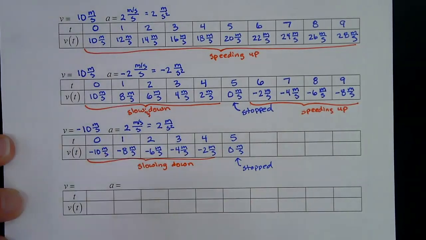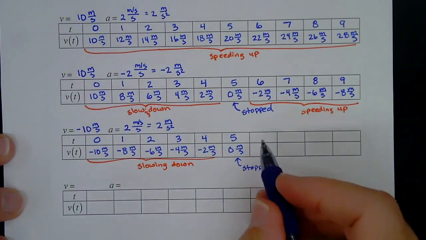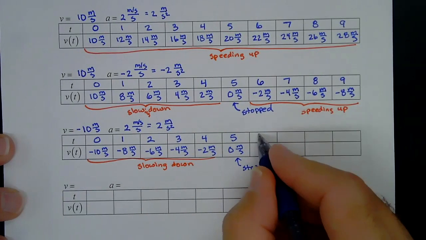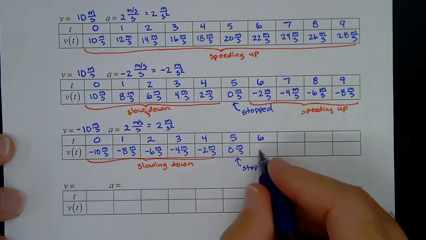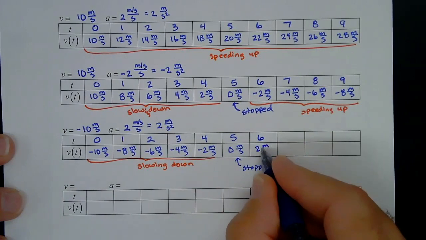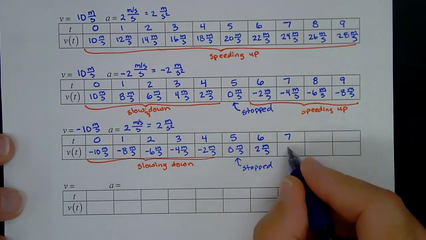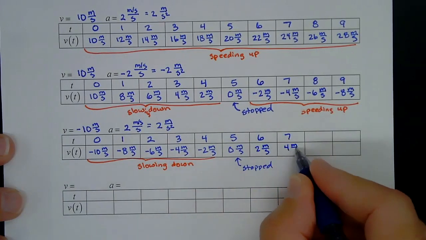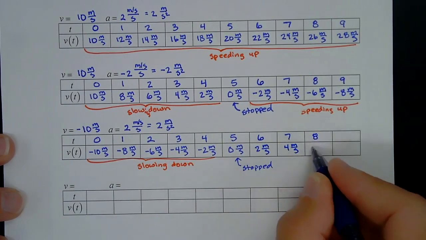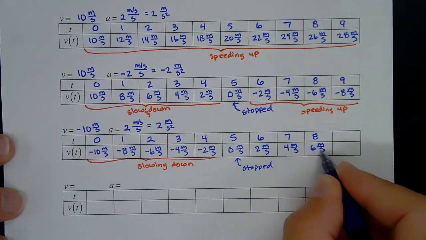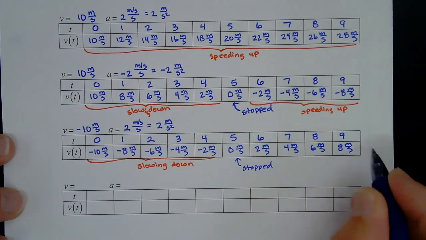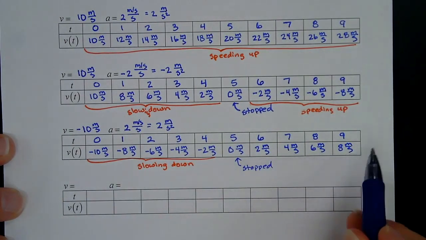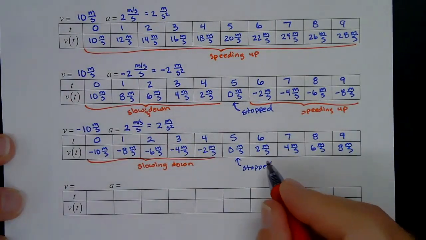All right. And so over here, 1 second later, now remember we're adding, right? So we now are at 2 meters per second. 1 second later, we're at 4 meters per second. 1 second later, we're at 6 meters per second. And then 1 second later, we're at 8 meters per second. And what happened? We are now speeding up again, right?